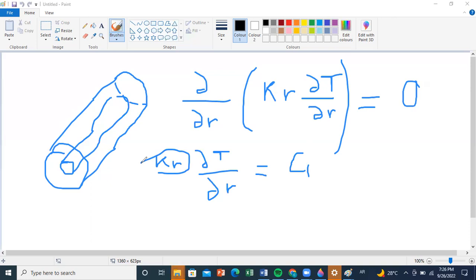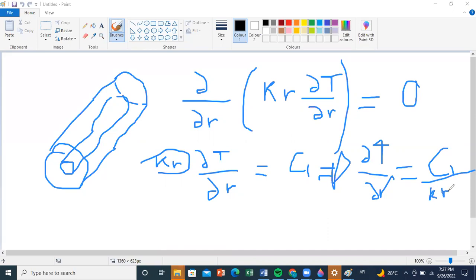And if I'm just caring about the flux Q or the heat rate Q, I don't need to get the temperature with time. So I can just say, what is del T by del R here? I can say that del T by del R is equal to the constant C1 over K times R.